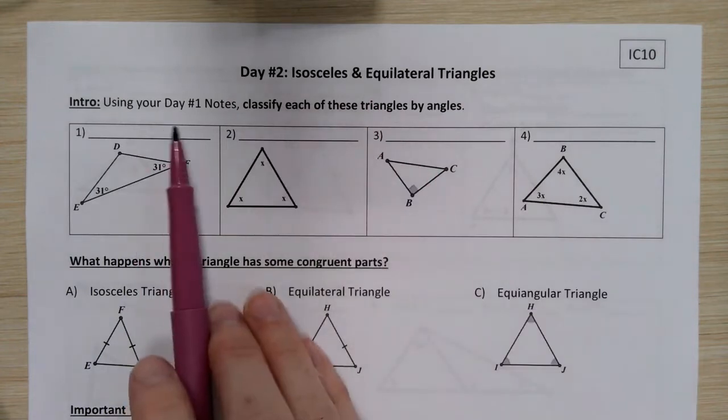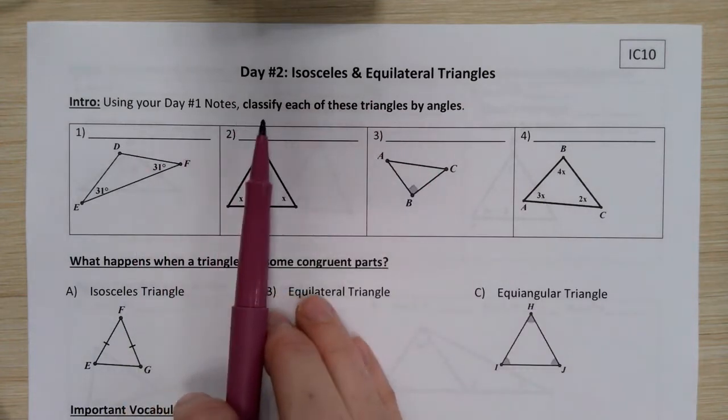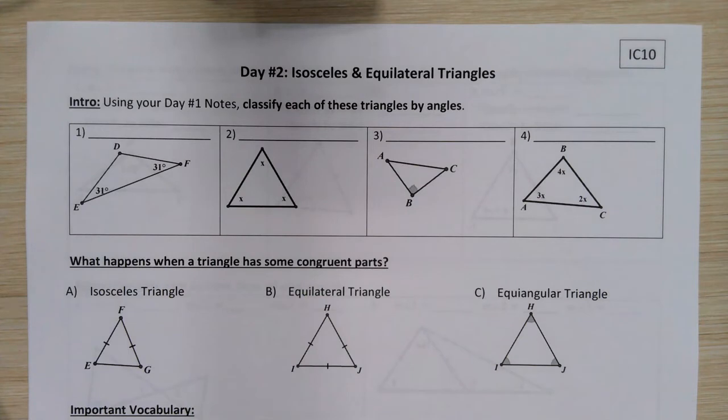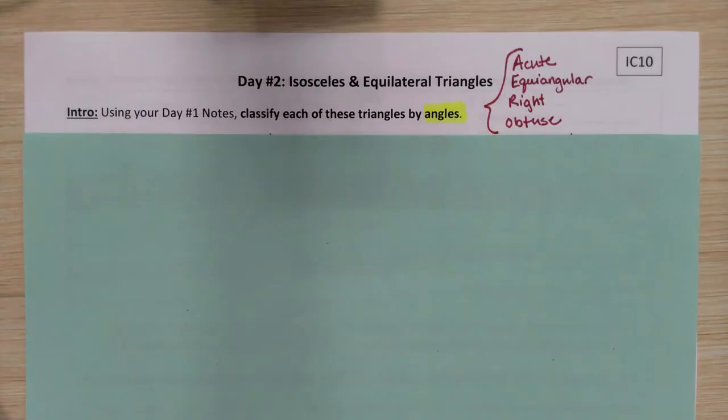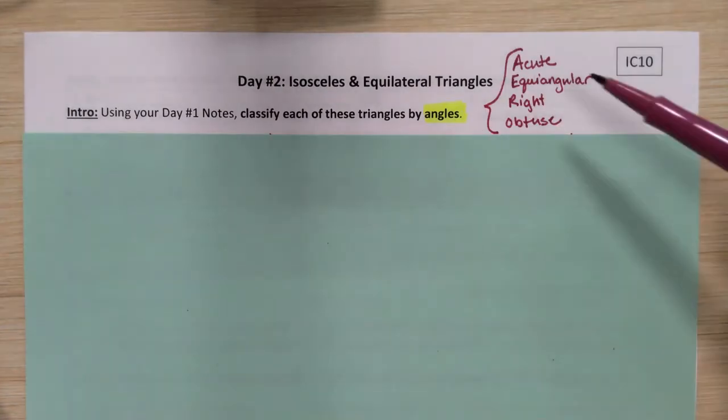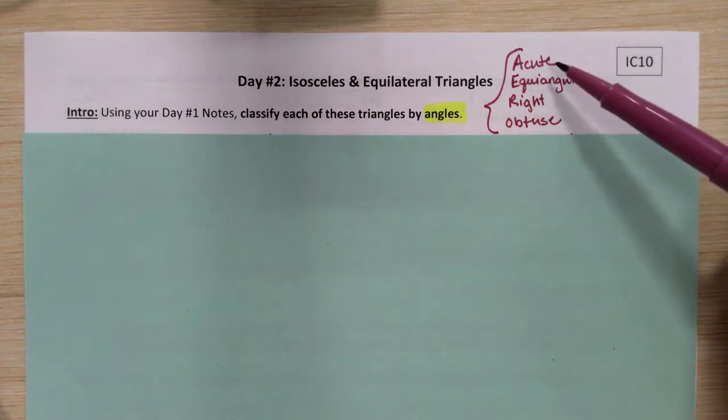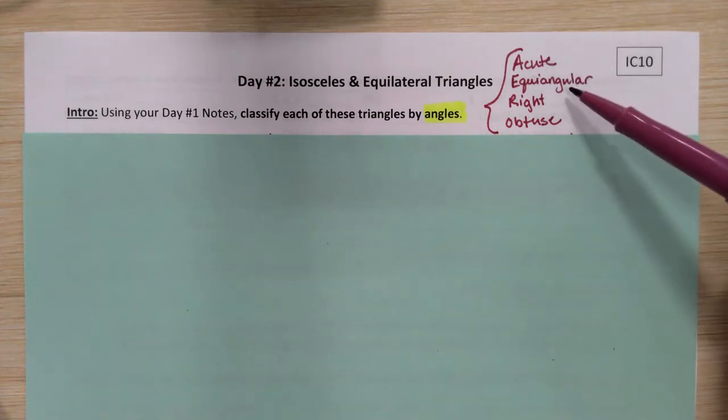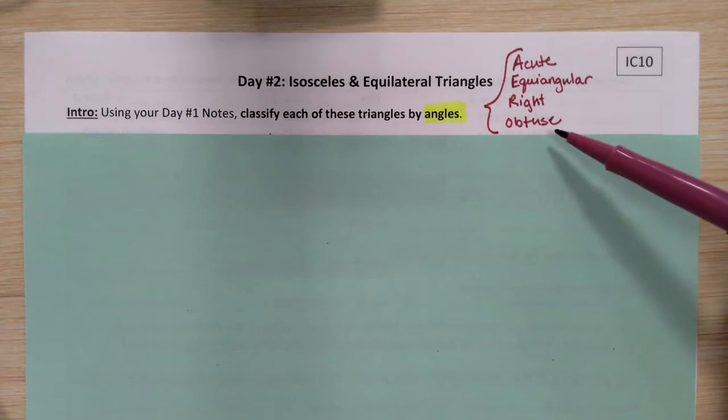So thinking back to yesterday's notes, our goal is to classify each of the triangles that we've been given by angles. So go ahead and pause the video, give that a try. Meet me back here once you have answers, and we will see how you did. Welcome back. Remember, when we're classifying by angles, we have 4 choices. A triangle can be acute, equiangular, right, or obtuse.